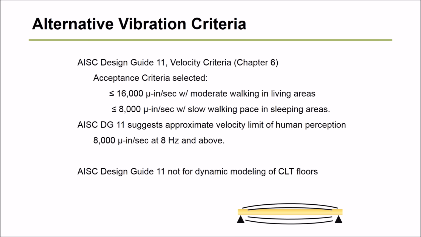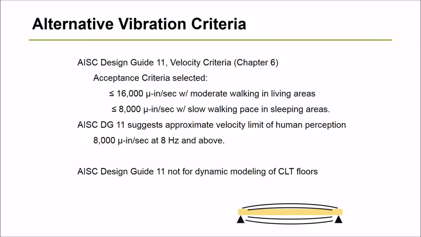For example, if you're doing a residential area, maybe this 16,000 micro inch per second, which is a MIPS, a measure of velocity. 16,000 MIPS is acceptable in living areas, and 8,000 MIPS is acceptable in sleeping areas. We have a lower criteria in a sleeping area because you're more sensitive to accelerations when you're laying in bed and somebody's walking by in the room next door. So this is a way to come up with alternate acceptance criteria, if you will, that you then apply to the CLT framing system.